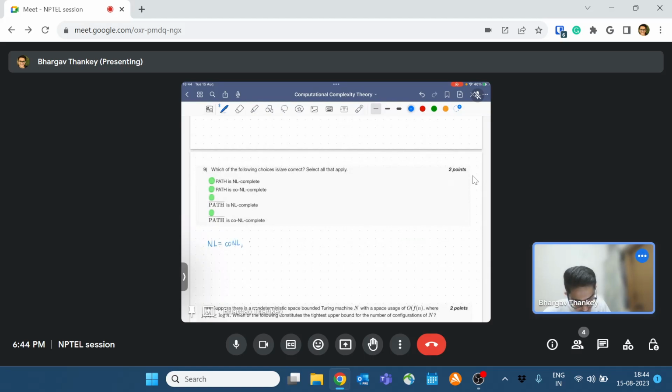Path is NL complete, and L is NL complete implies L complement is co-NL complete.